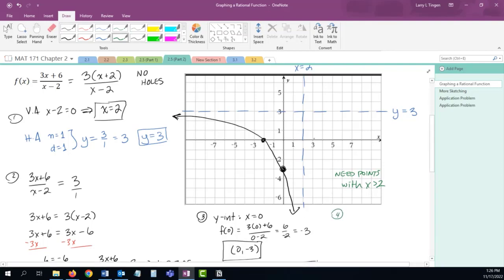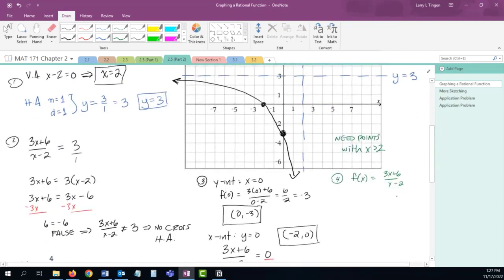So the last step, I need to get some points for what about when x is 3, 4, 5, 6, 7. I can do any numbers that I want to. Let's look at our original equation and try to make our lives easy. So remember, this is f of x is equal to 3x plus 6 over x minus 2. If I can pick any numbers I want that are greater than 2, I'm going to pick numbers that are going to come out nice.